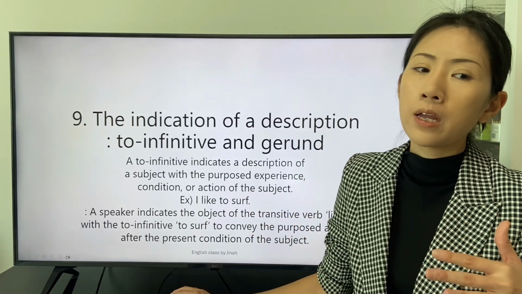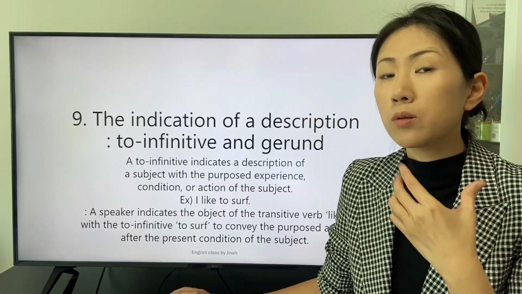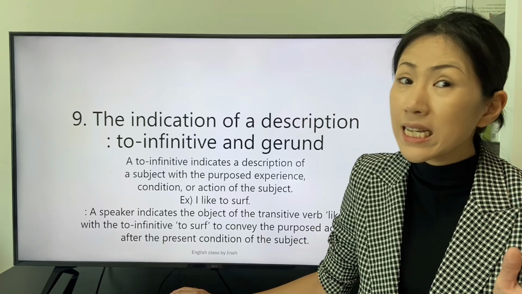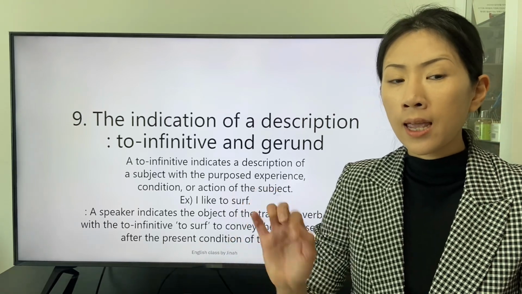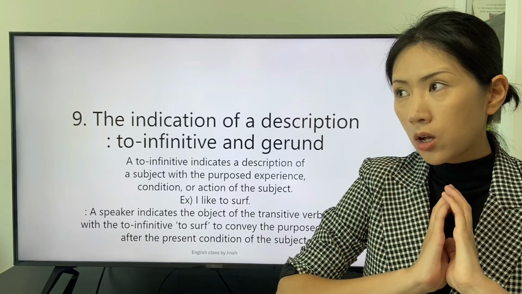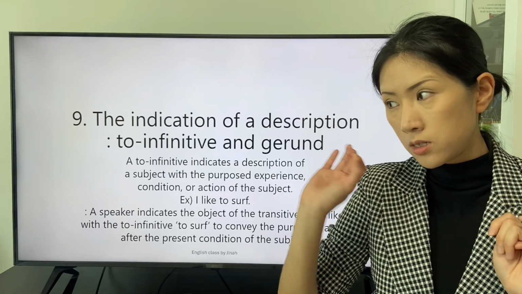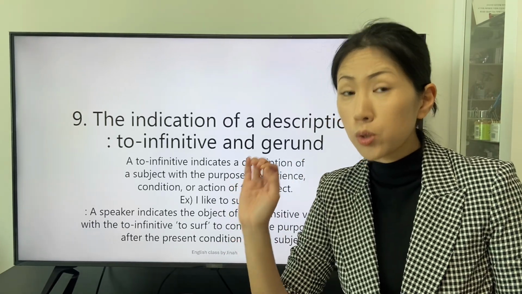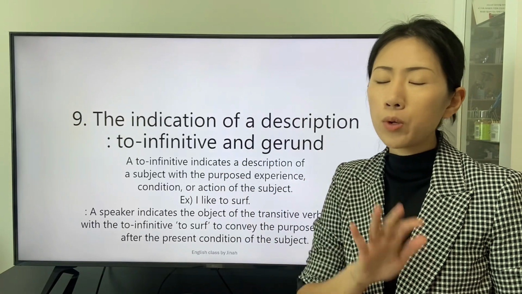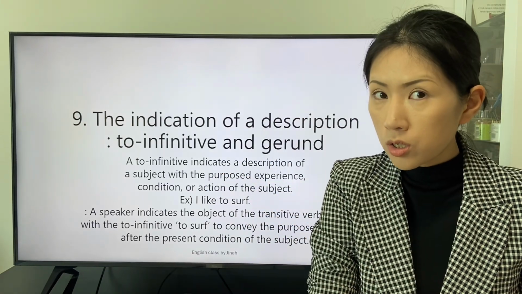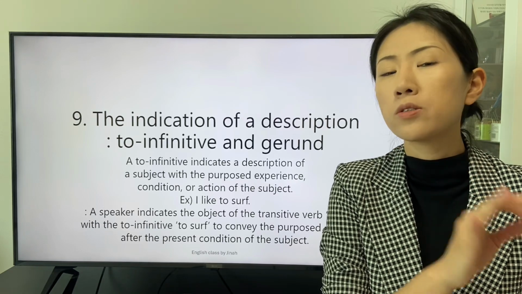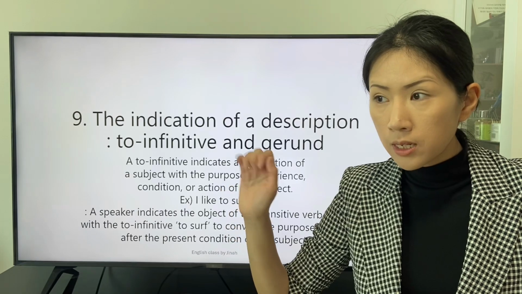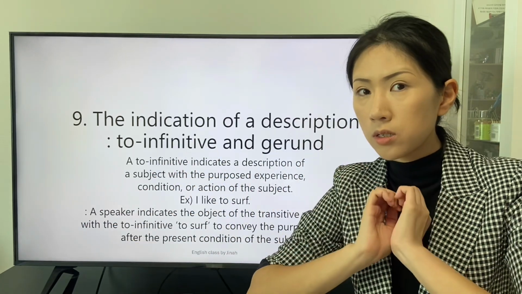Let's take a look at the exemplary clause. I like to surf. This clause is about the speaker. The condition of the speaker is described by the transitive verb like. And the condition of the subject is conveyed to the object indicated by the to-infinitive, to surf. So we can know that the purpose of the condition of the speaker is an action that is going to be happen after the condition of the speaker like.